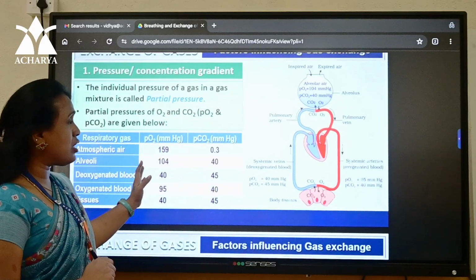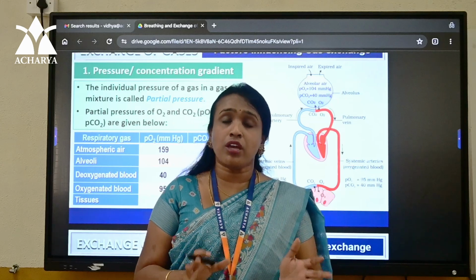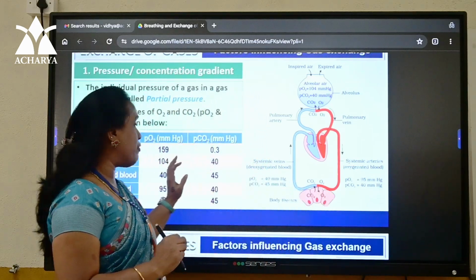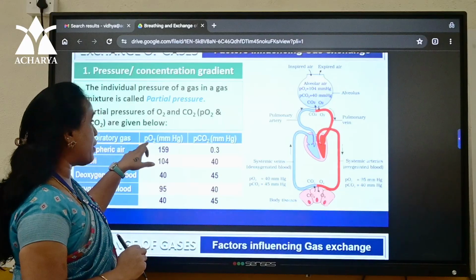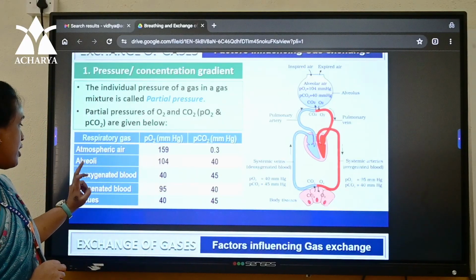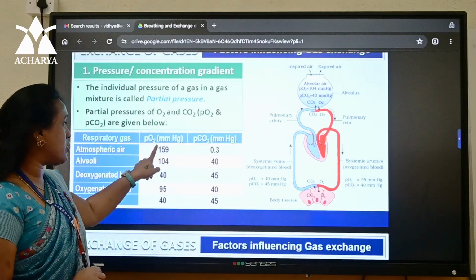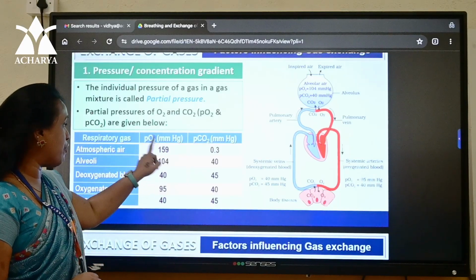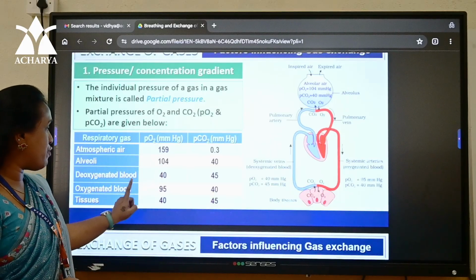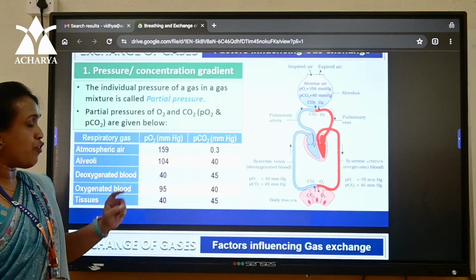There is a table in our NCERT textbook showing the partial pressure at different sites. We will just see at a glance. Respiratory gas in the atmospheric air, alveolar air, deoxygenated blood, oxygenated blood and tissues. The partial pressure of oxygen in atmospheric air is 159, in alveolar air is 104, in deoxygenated blood is 40, in oxygenated blood it is 95, and in tissues is 40.